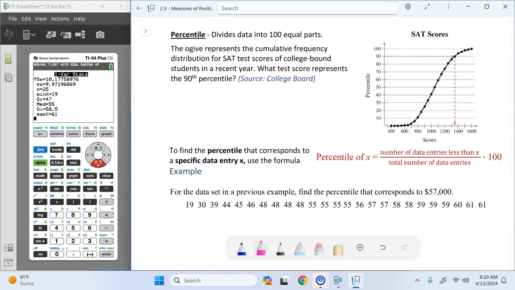All right, so when we're looking at percentile, we just want to figure out, okay, what test score represents the 90th percentile? We look at our 90th percentile and see where it matches up. And we go down here, and it's approximately 1350. Okay? So approximately 1350. Okay? So 90% of students scored a 1350 or less. Or scored less than 1350. 90% of students scored less than 1350 on the SAT.